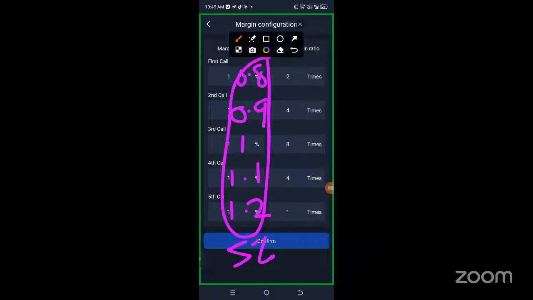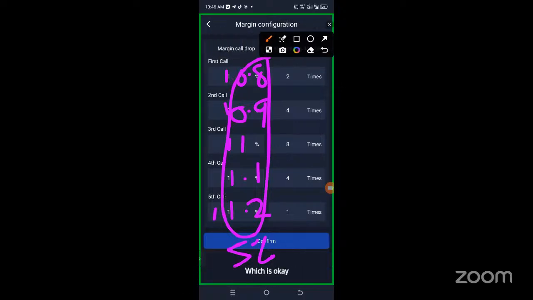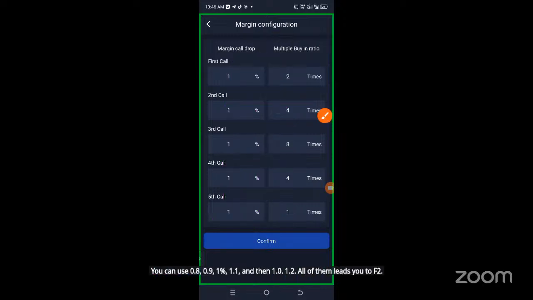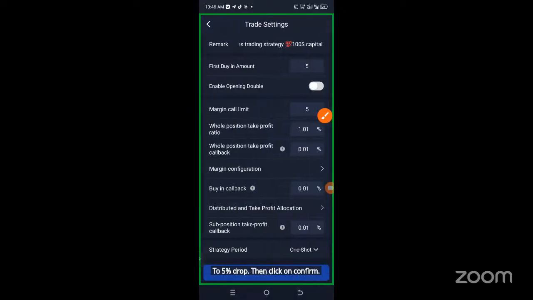You can take a screenshot or you can write it down. You can use 1%, 1%, 1%, 1%, 1%, which is okay. At the same time, you can use 0.8, 0.9, 1%, 1.1, and then 1.2. All of them lead you to a 5% drop. Then click on confirm. After that, you click on save.